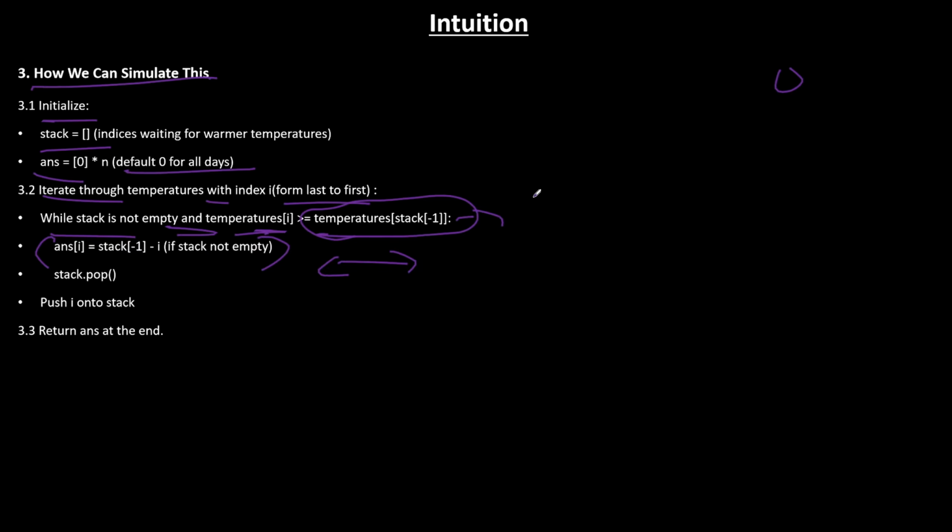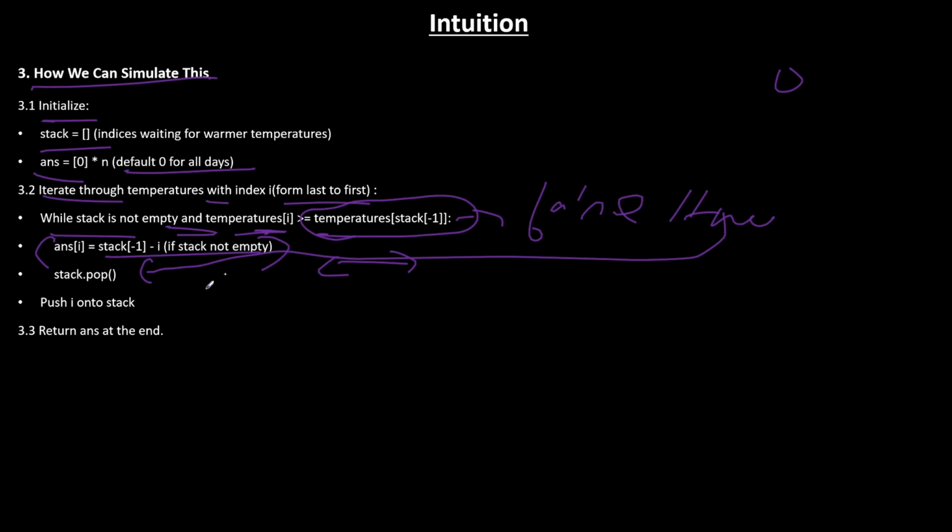Otherwise, if we don't pop it, in answer of i we will store the difference. If this is false, we store the difference, and if it is true, we pop it. Okay. And if the stack itself is empty, we will just push the value into the stack and move ahead. Okay, these are the three scenarios that will happen, and at the end we will return the answer.